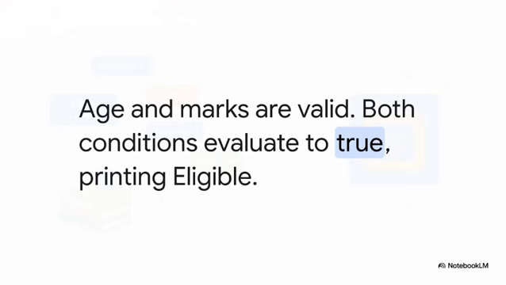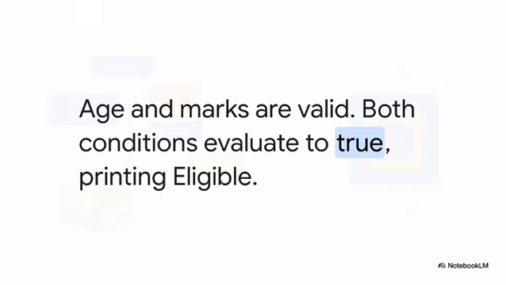Let's trace the code for a 20-year-old applicant with 85 marks. We start with int age equals 20 and marks equals 85. Outer if lo, 20 is greater than 18. Kabatti idi true, the gate is open. Next, lopala unna inner if check chestundi. 85 is greater than 80, so idi kuda true.